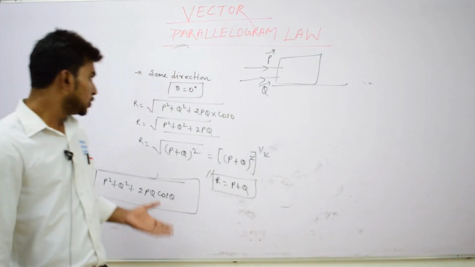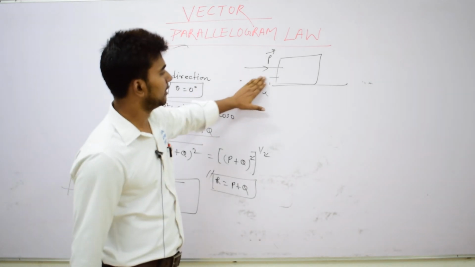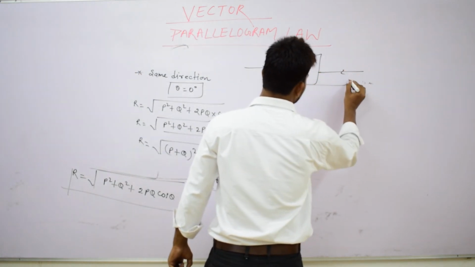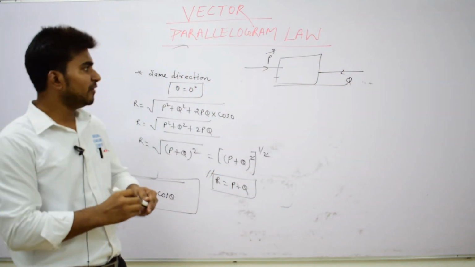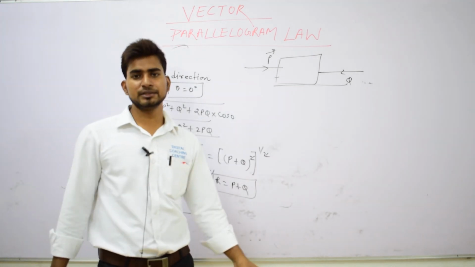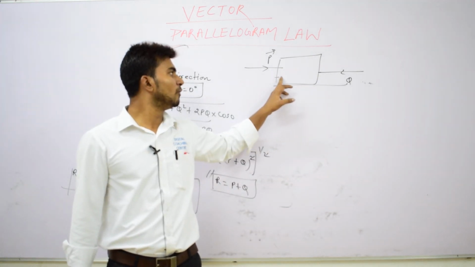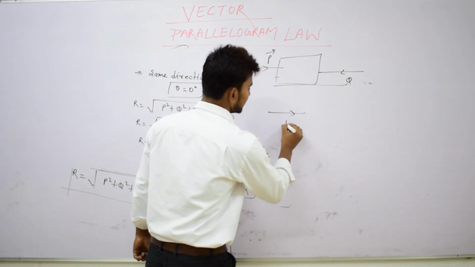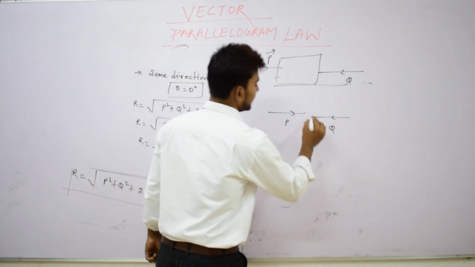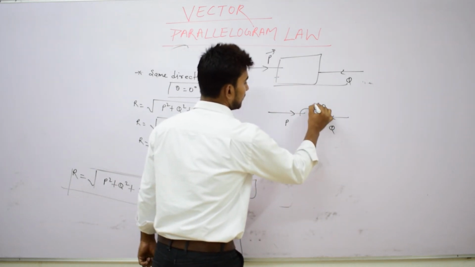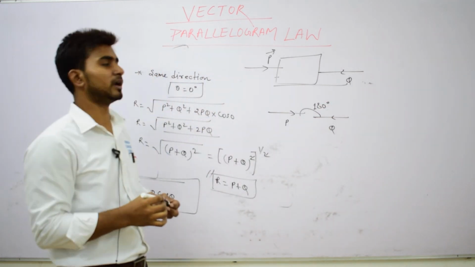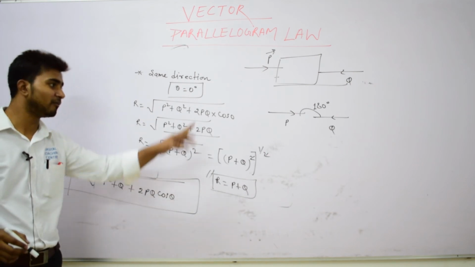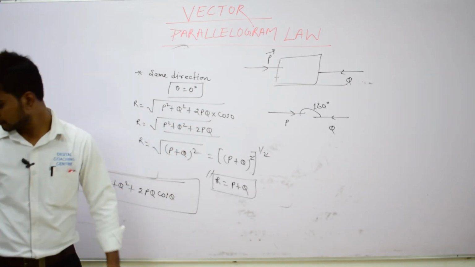Now let's suppose two forces are applicable on a particular block in opposite directions. So if two vectors are applying in opposite directions, it means these two forces are anti-parallel to each other. Why anti-parallel? This is the direction of P and this is the direction of Q. So now the angle is 180 degrees. From the same formula, I am putting 180 degrees in place of theta.